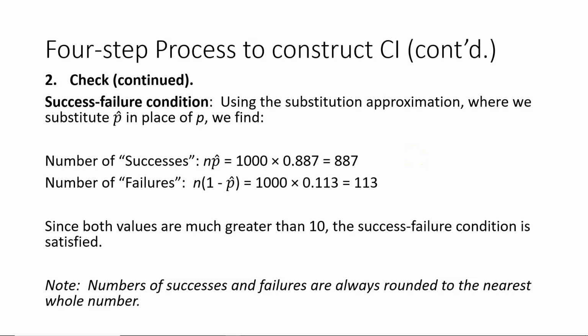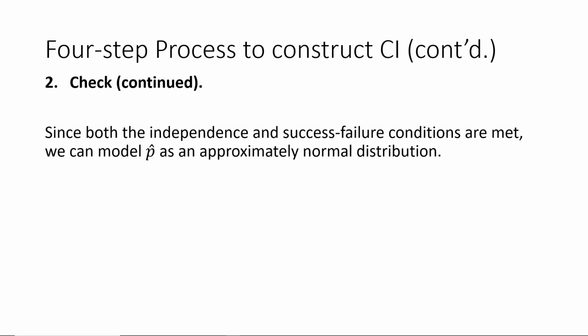Also, please take note of the fact that when we look for the numbers of successes and failures, we will always round that to the nearest whole number in this course. All right, so as our concluding statement, since both the independence and success-failure conditions are met, we can model the sampling distribution of sample proportions as an approximately normal distribution.